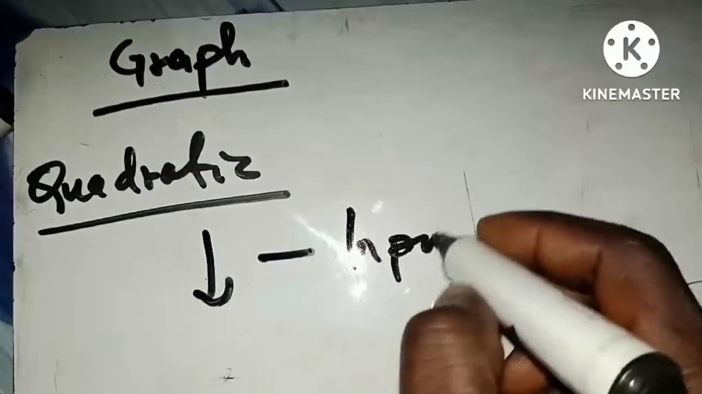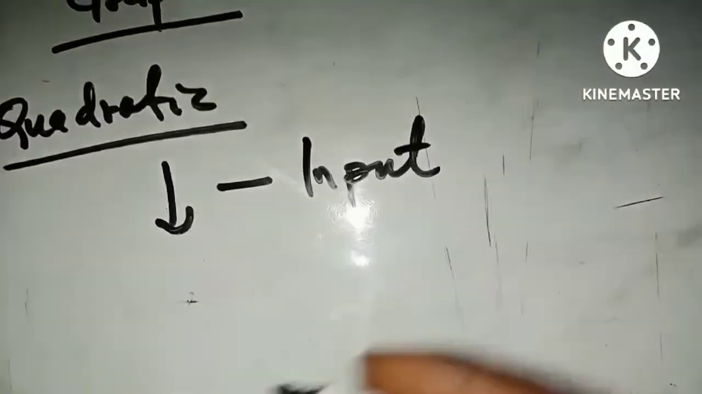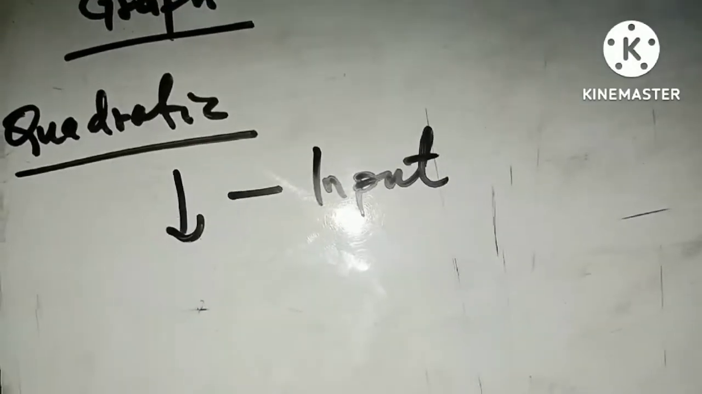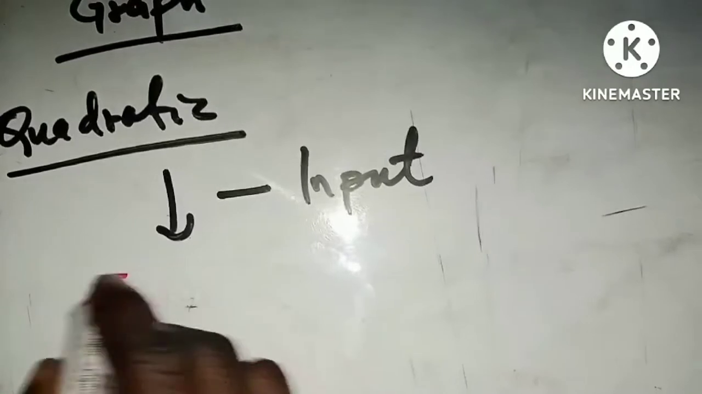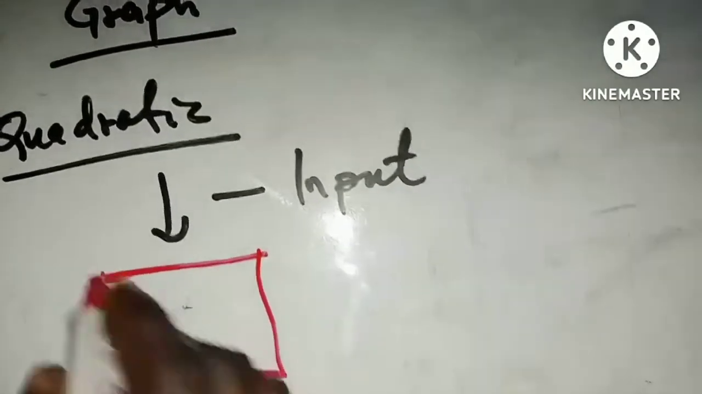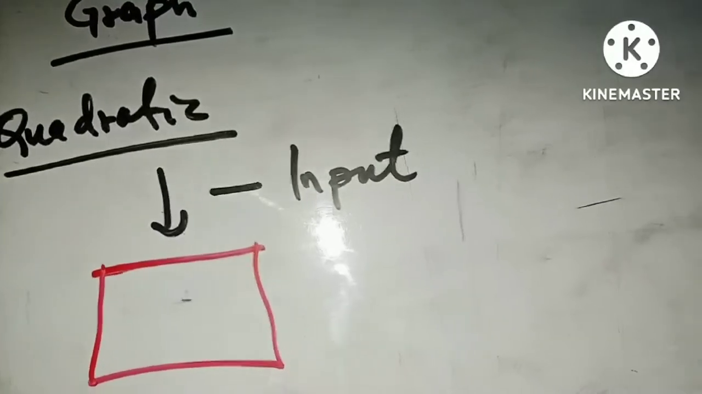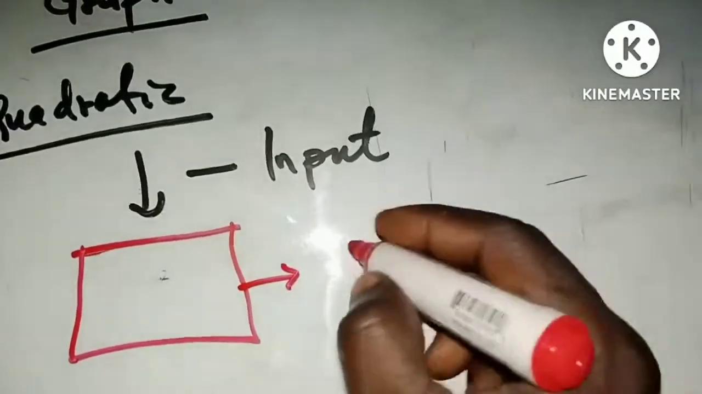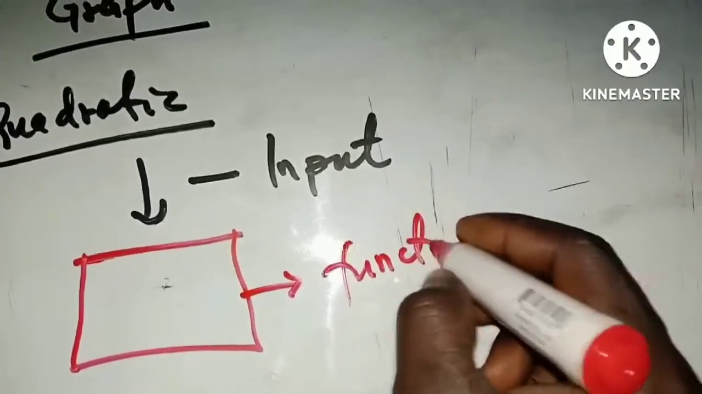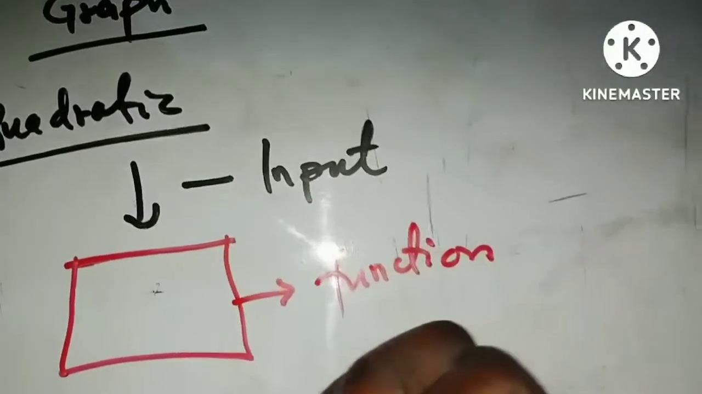So the input, as the name implies, means something that you are going to put into a certain machine. That is one keyword here. Here's the machine. So assuming this is the machine, we are going to call it the function. So this is the machine. Whatever you are having here, we are going to place inside of the machine.